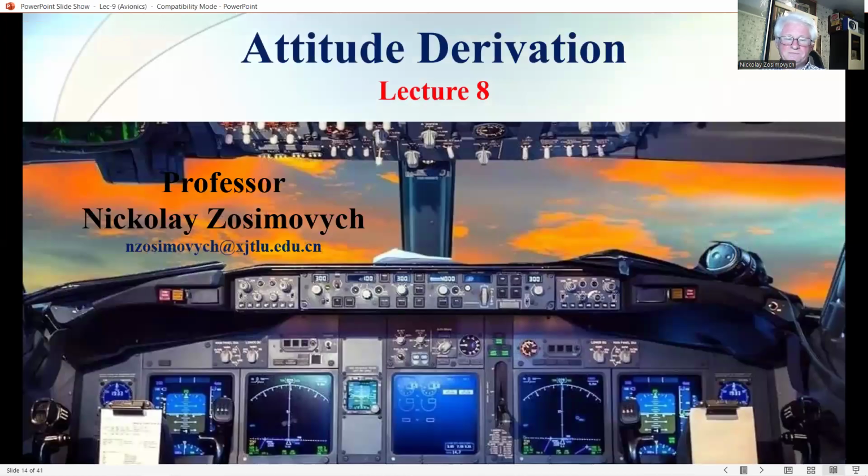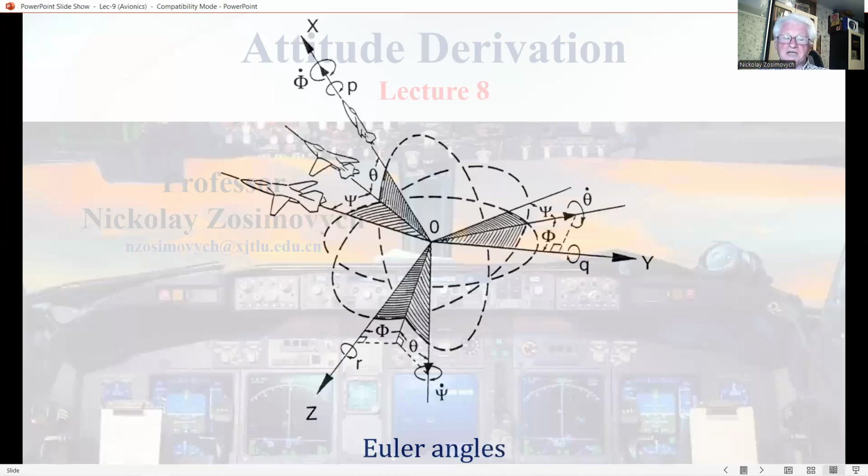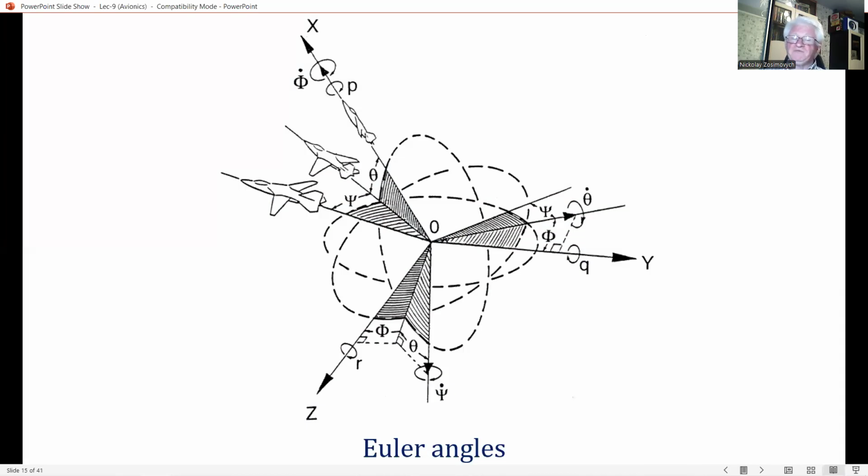And now we come to the next topic of today's lecture, attitude derivation. The measurement of the aircraft's attitude with respect to the horizontal plane in terms of the pitch and bank angles, and its heading, that is the direction in which it is pointing in the horizontal plane with respect to north, is essential. The spatial attitude of an aircraft is specified by the three Euler angles, which are defined in our dynamical form.